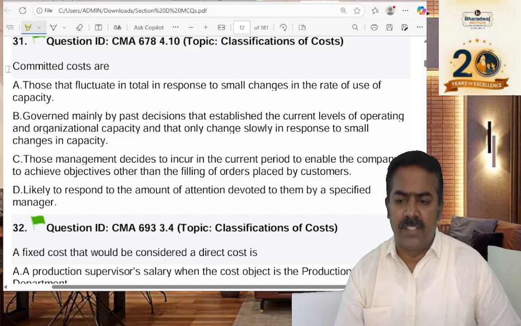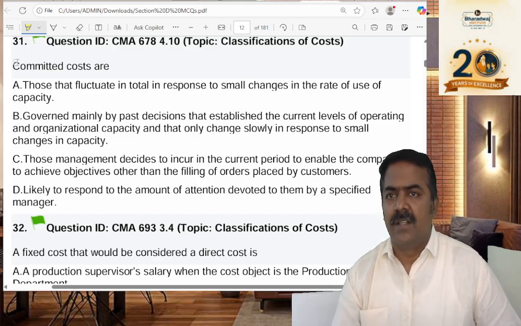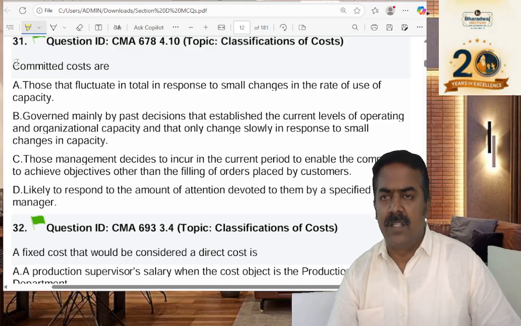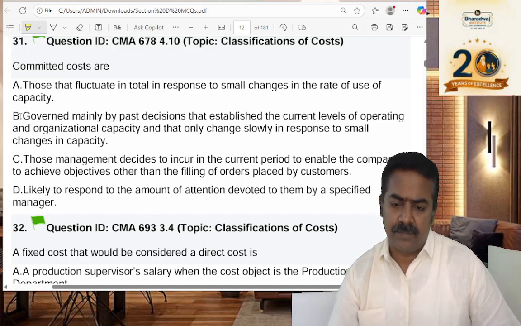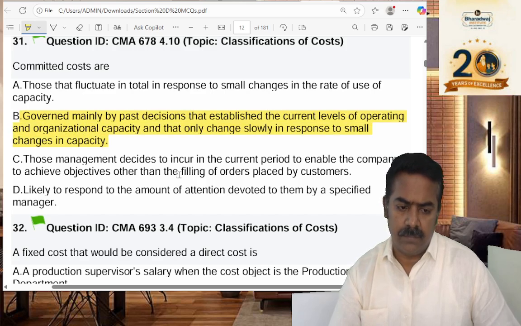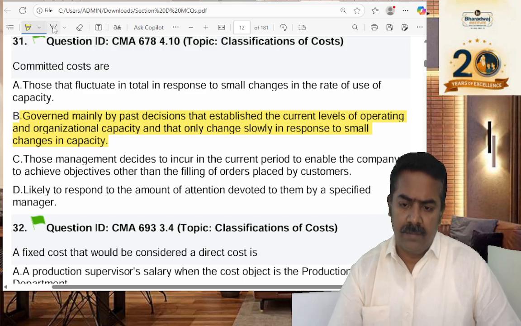Committed costs are like, for example, I've taken insurance. Okay. Can I escape? No. You have taken an insurance policy, you cannot withdraw or cancel it. Committed costs cannot be avoided. They are more like past decisions.